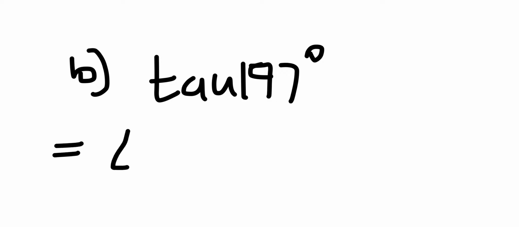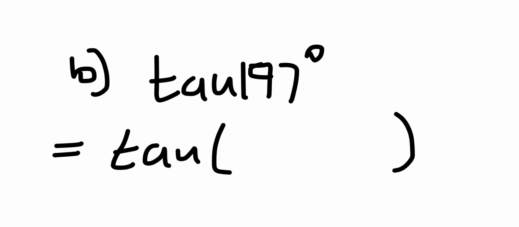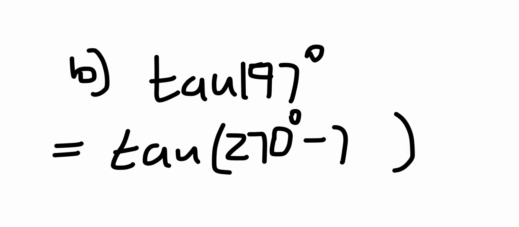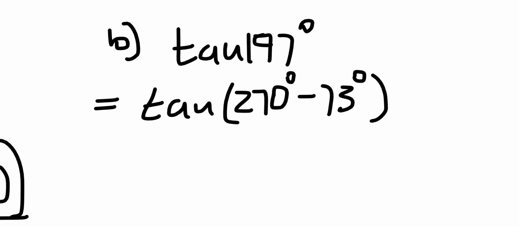Okay, we are now going to jump onto this one of B, where we were given tan 197 degrees. In which quadrant does this fall? It falls in quadrant number 3. In quadrant number 3, you can still say 270 degrees minus, what will that be? 270 minus that same angle, 197, gives you 73. So that means it's 270 degrees minus 73.